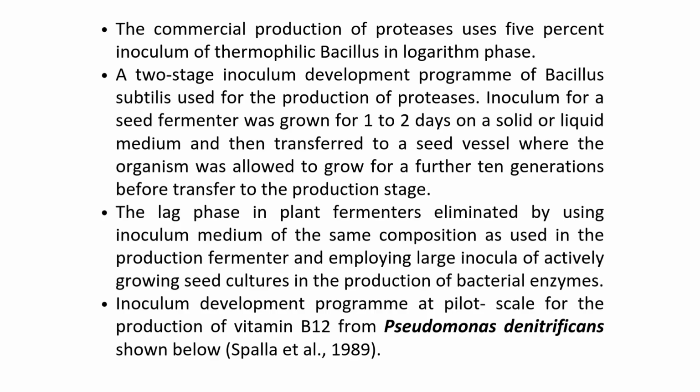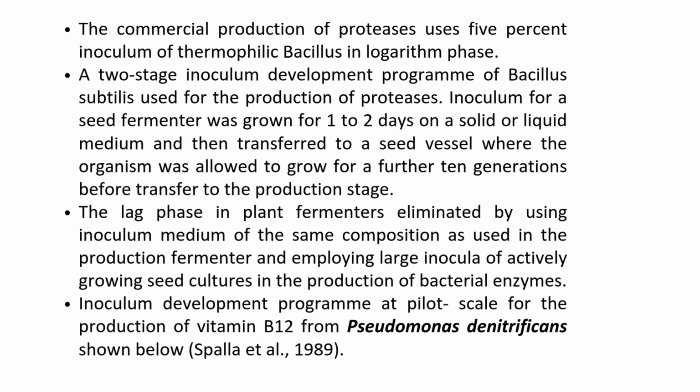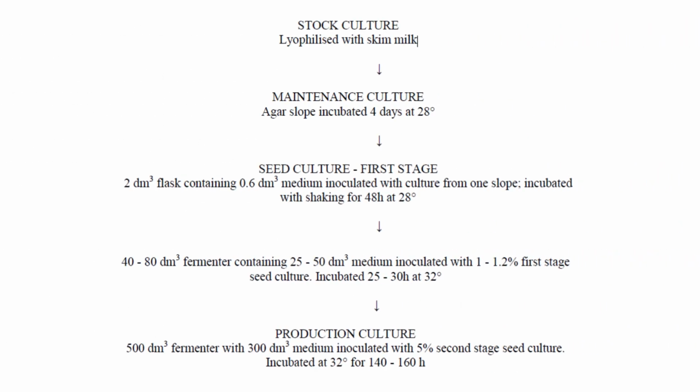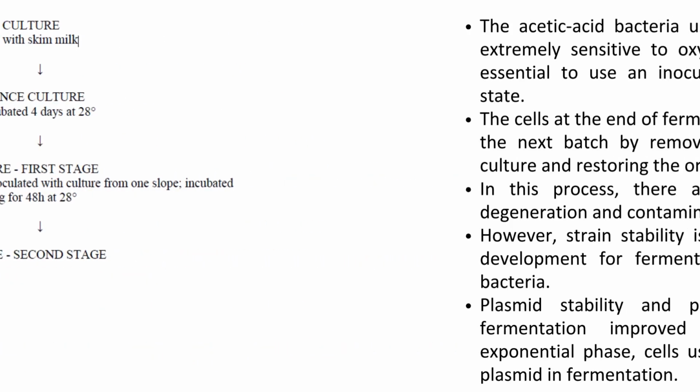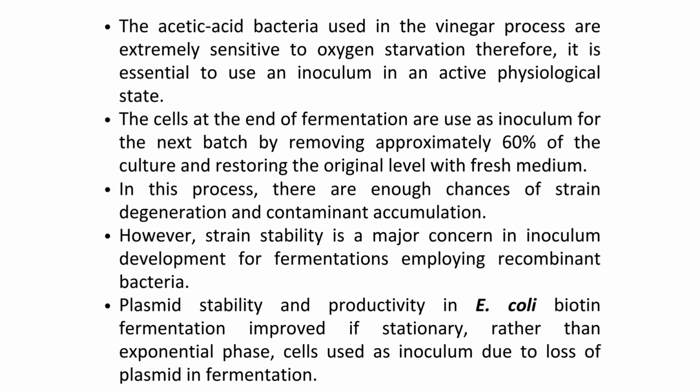A two-stage program for Bacillus subtilis involves growth on solid or liquid medium, then transfer to a seed vessel for more generations before production. Using a large active inoculum in a medium similar to the production vessel eliminates the lag phase. For vitamin B12 production from Pseudomonas denitrificans, a specific pilot scale program is followed. Acetic acid bacteria are sensitive to oxygen lack, so an active inoculum is essential.